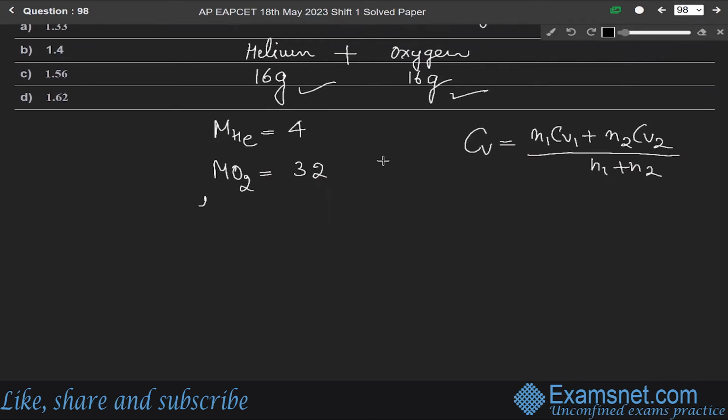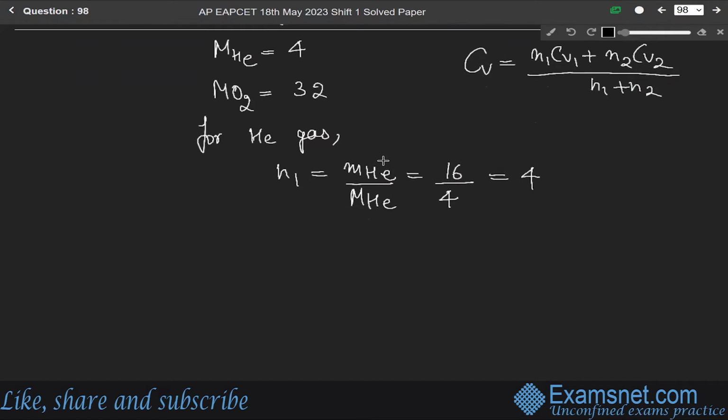Now for helium gas, the number of moles, N1, will be equal to the mass of helium over the molecular mass of helium. So it will be 16, the given mass, over the molecular mass, 4. So it will be 4, okay.